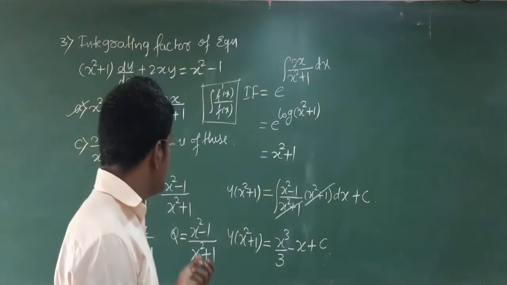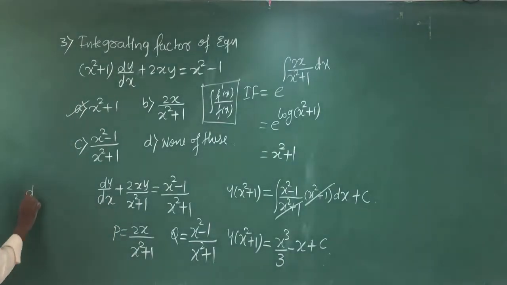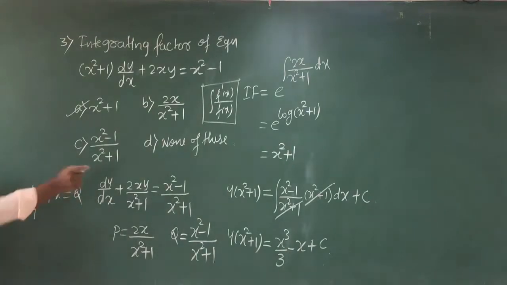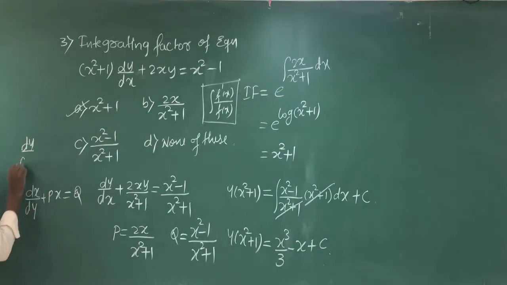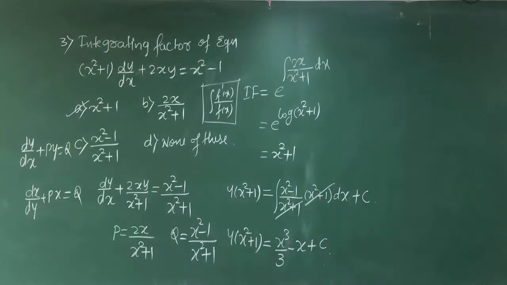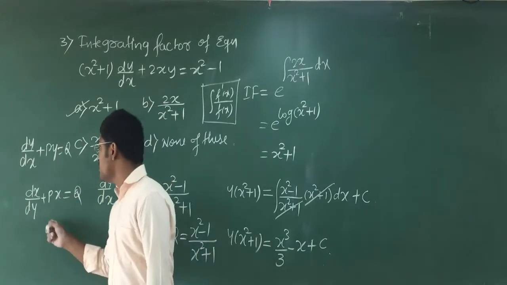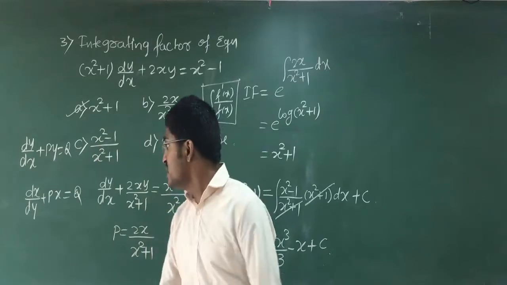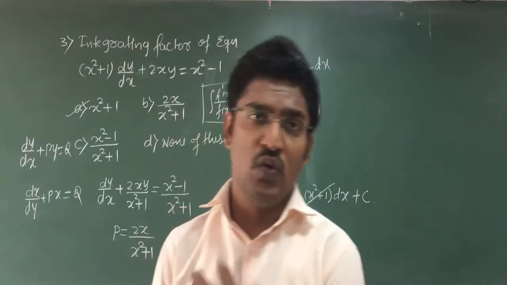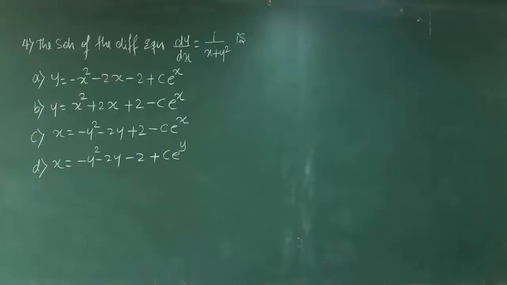Now let us solve some problems on another method, of the type dx by dy plus px equal to q. Till now we have solved dy by dx plus py equal to q. Clear? So now let us solve the second type. Now let us solve some of the problems on dx by dy plus px equal to q, and let us see how to simplify the second type problems.